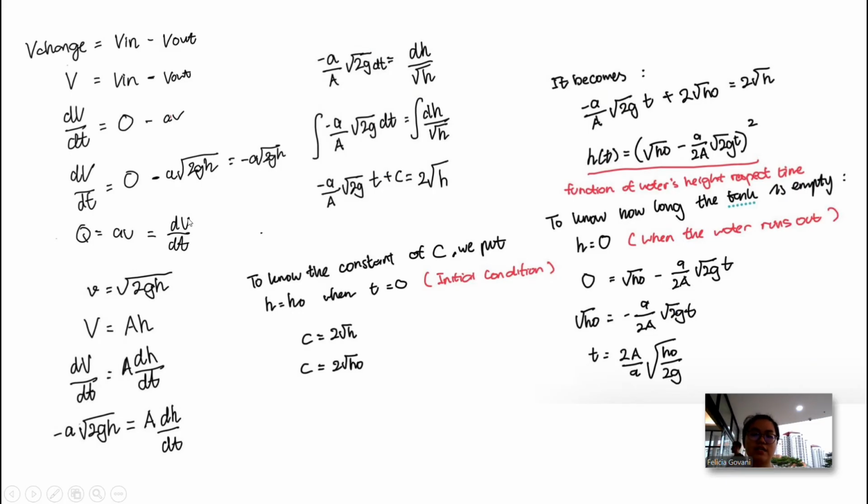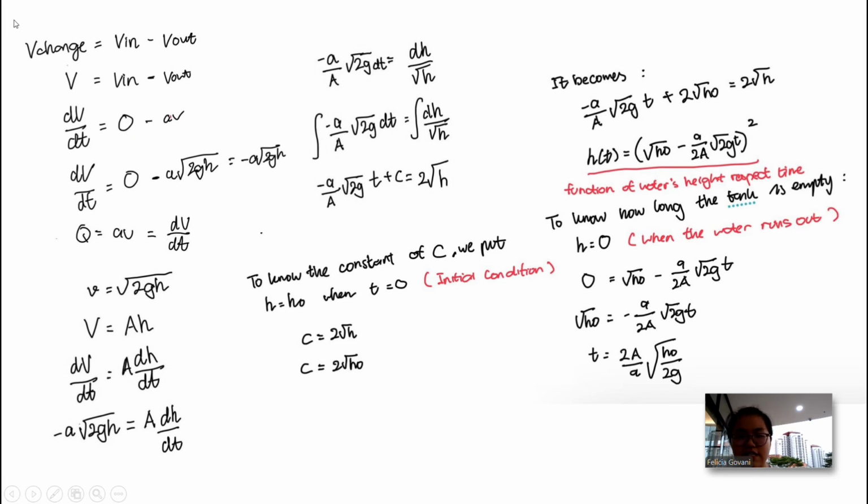Okay, there is one formula that I need to explain. So this Q is the flow rate. Flow rate means how much volume of water comes out in 1 second. So it is equal to Av, where v is the velocity from Torricelli's law. And also we can say it is equal to dV/dt.